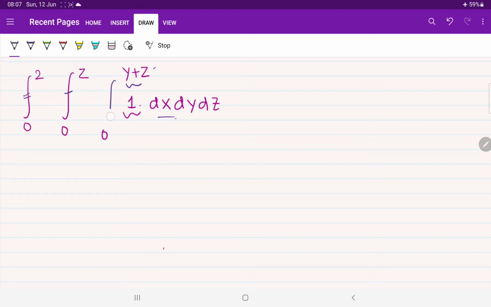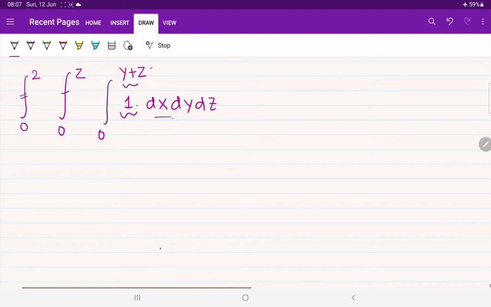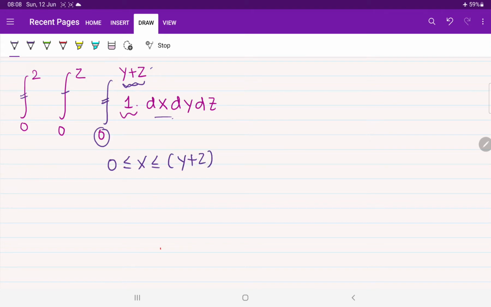So this is traveling from 0 to y plus z. First thing is to observe the limits. If you observe the limit, it is traveling from 0 to y plus z. Y and z both are coming into the picture. It means this limit has been written for x. X is varying from 0 to y plus z. That is the first one. For x I have defined the limit. Then which is left now? The left ones are y and z.